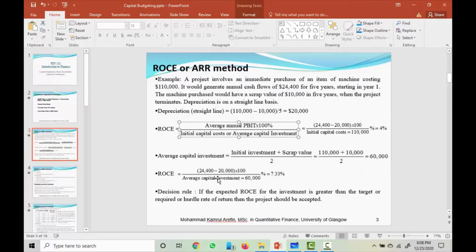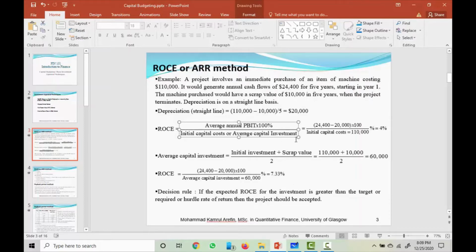So now we are dividing the average annual profit before interest and tax by average capital investment. If we use average capital investment instead of initial capital cost, what will we have? Here average capital investment is $60,000. So if you divide by 60,000, the answer will be 7.33%.